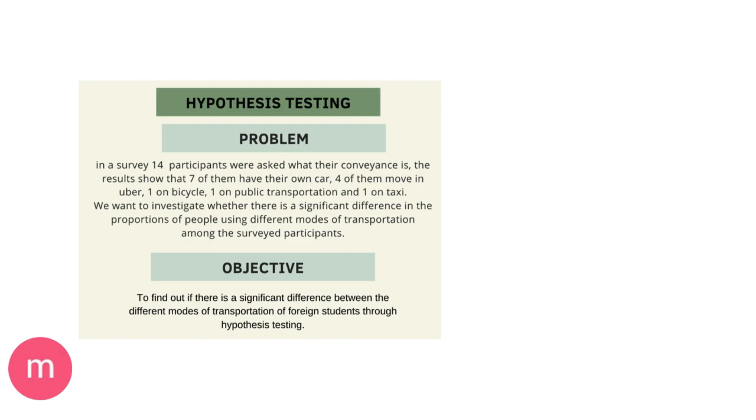Now we're going to talk about the hypothesis testing problem. This problem states that in a survey, 14 participants were asked what their means of transportation is. The result shows that 7 of them have their own car, 4 of them move over, 1 is on bicycle, 1 on public transportation, and another one on taxi. With this, we want to investigate whether there is a significant difference in the proportions of people using different modes of transportation among the participants. As objective, we want to find out if there is a significant difference between the different modes of transportation of foreign students through hypothesis testing.